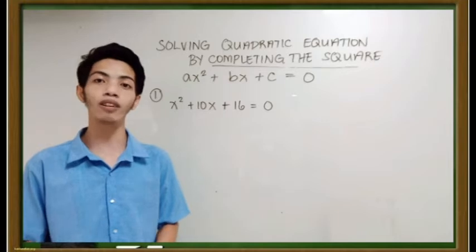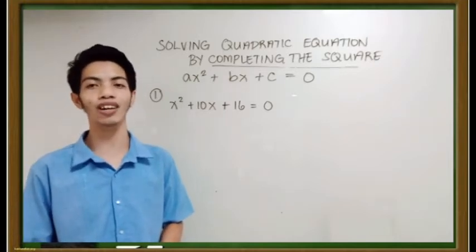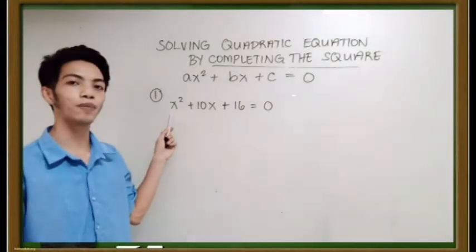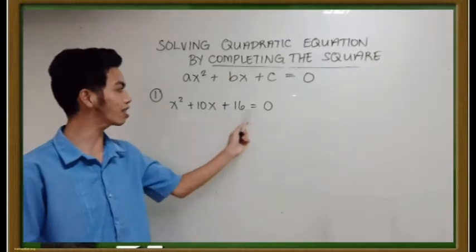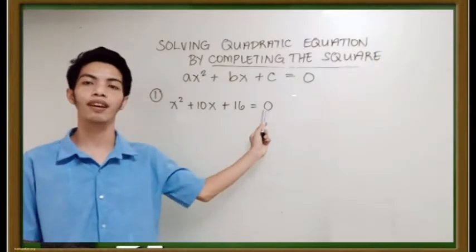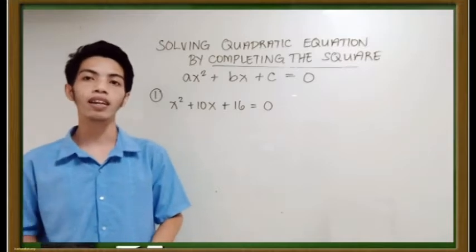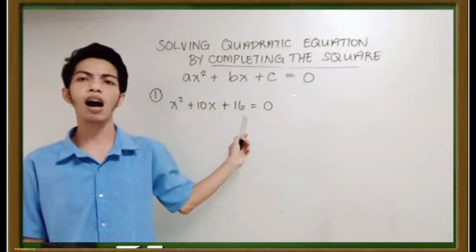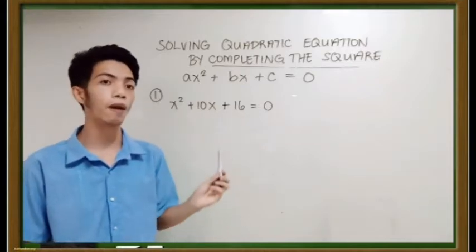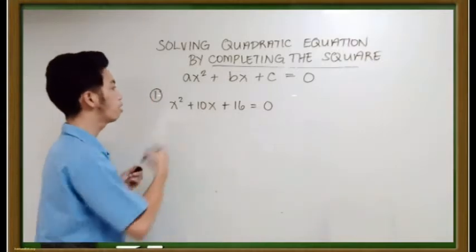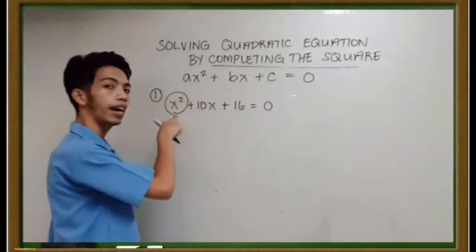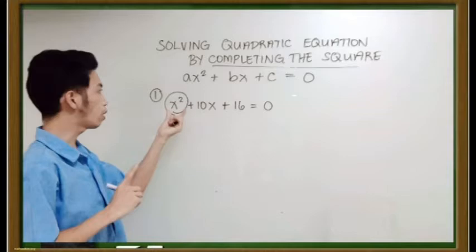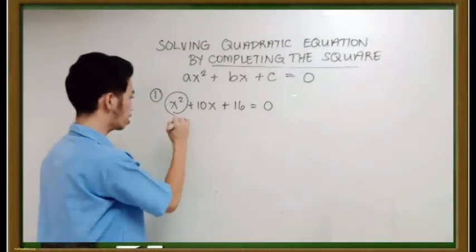Okay, let's have example number 1 in solving quadratic equation using completing the square. So, let's take a look at this one. We have x squared plus 10x plus 16 equals 0. The first thing that we need to know is to determine if this equation is a perfect square trinomial. How to determine if it is a perfect square trinomial? First thing, know the square root of x squared. If it has a square root, it is a perfect square. We know that the square root of x squared is x. Right?